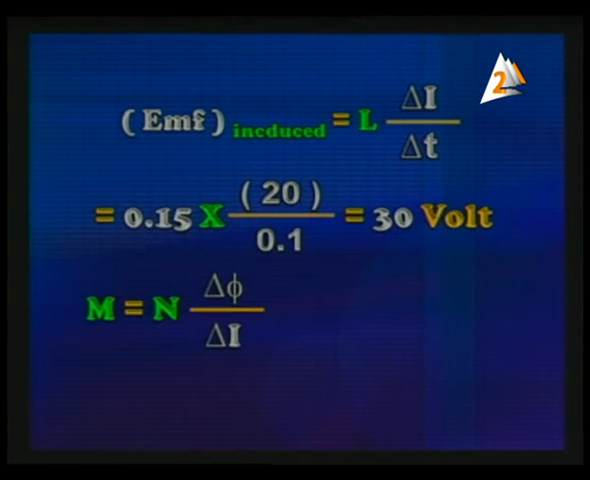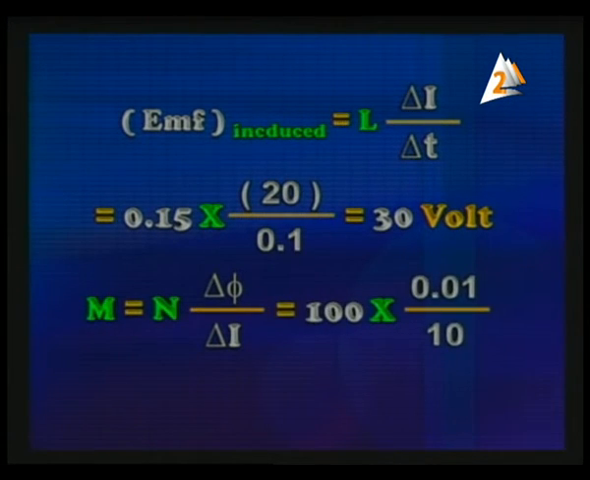Mutual inductance, denoted by M, is given by the expression N Δφ over ΔI. So it is equal to 100 times 0.01 over 10. It is 0.1 Henry.